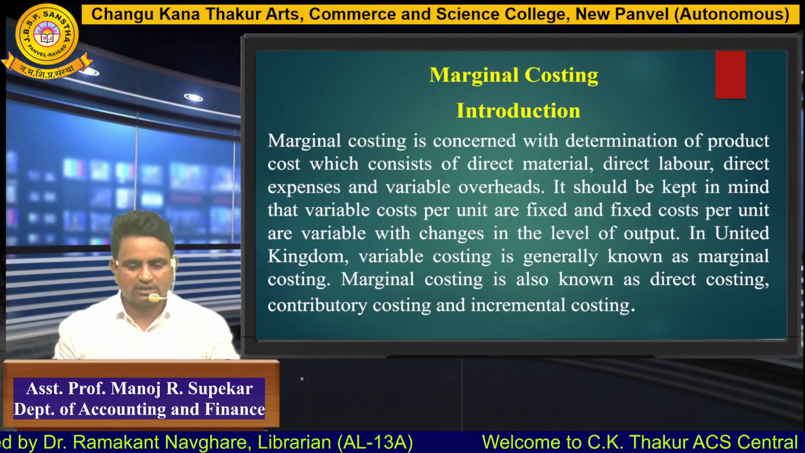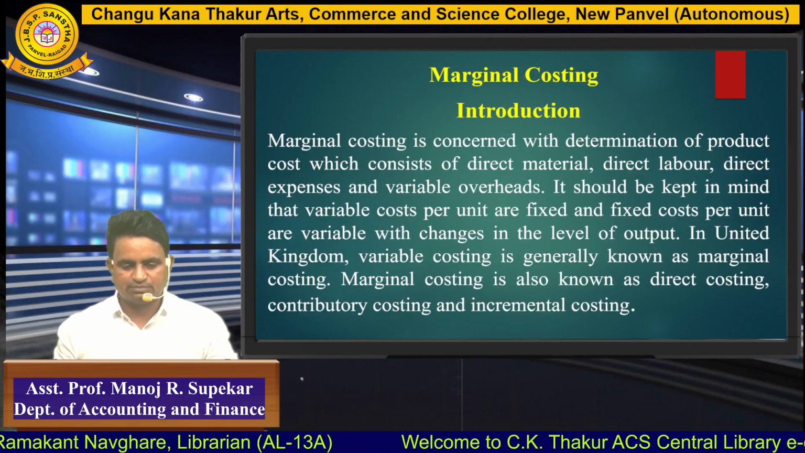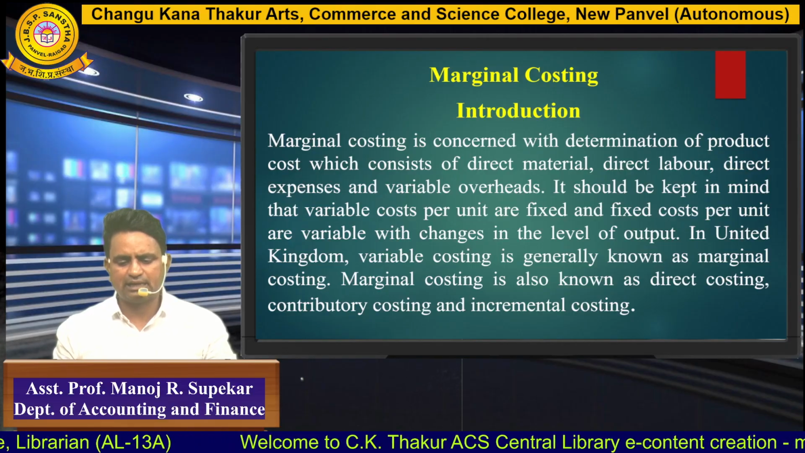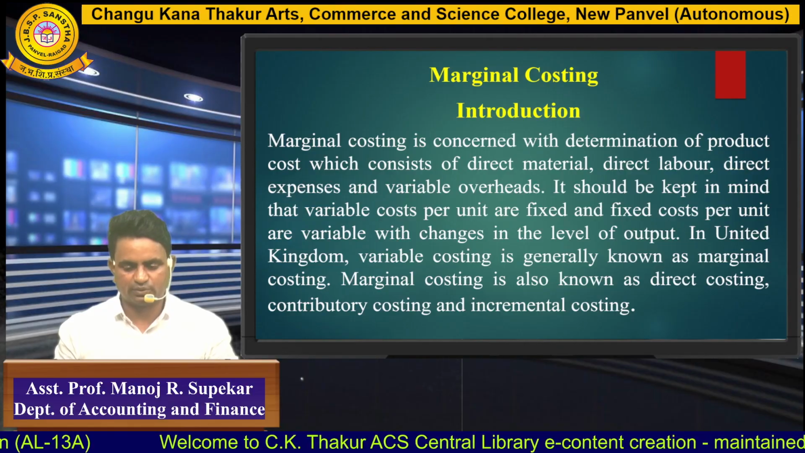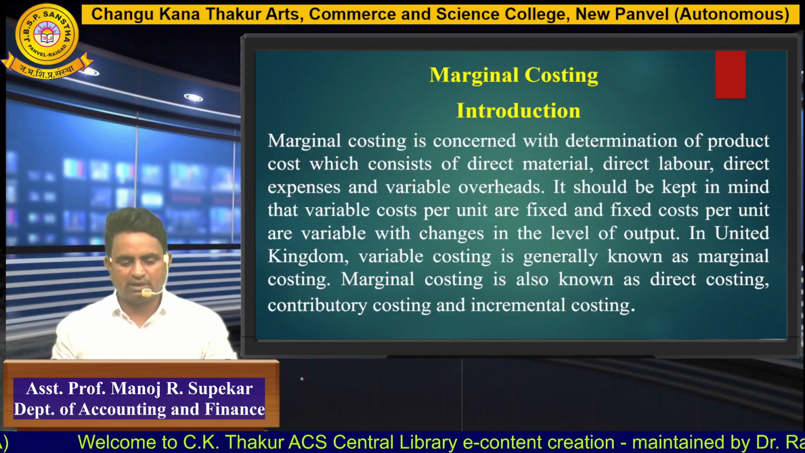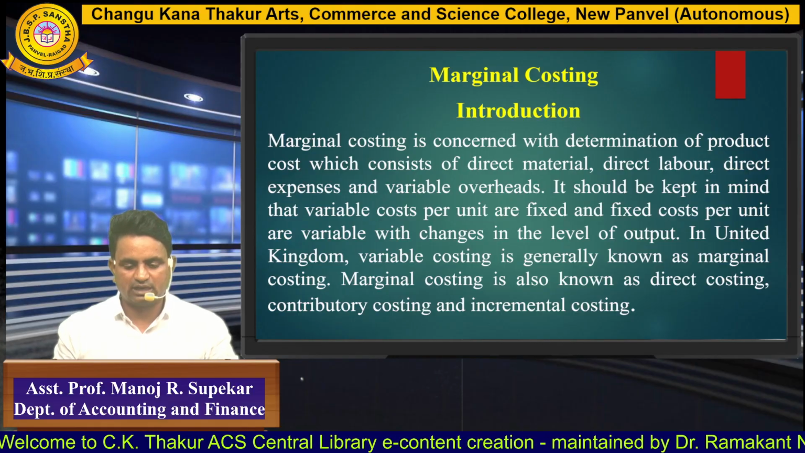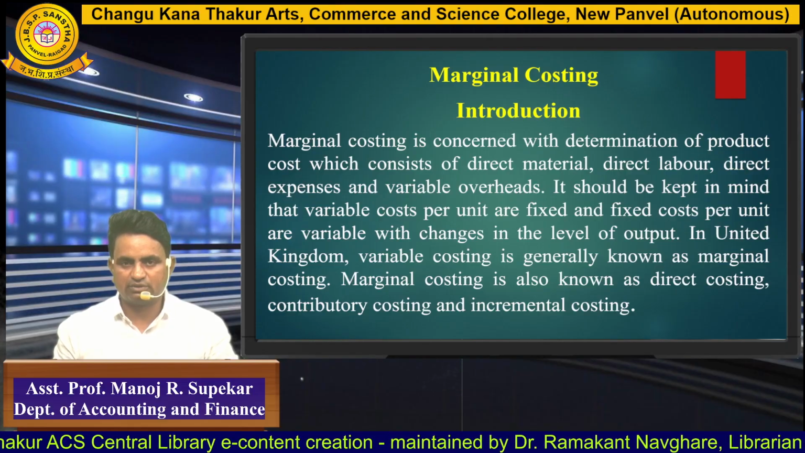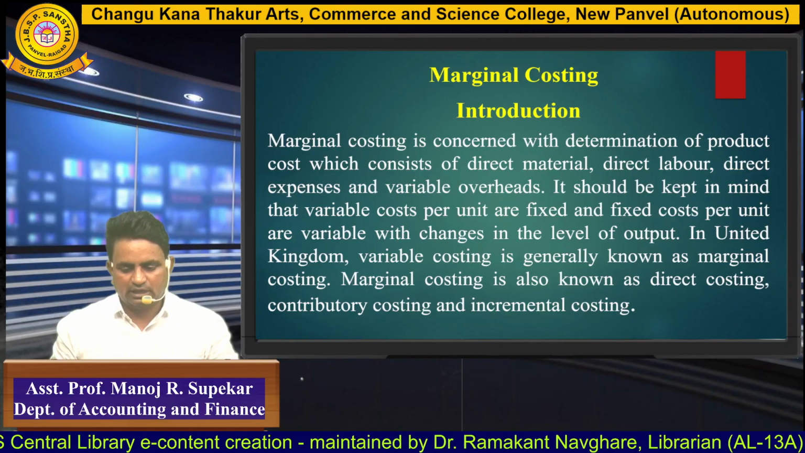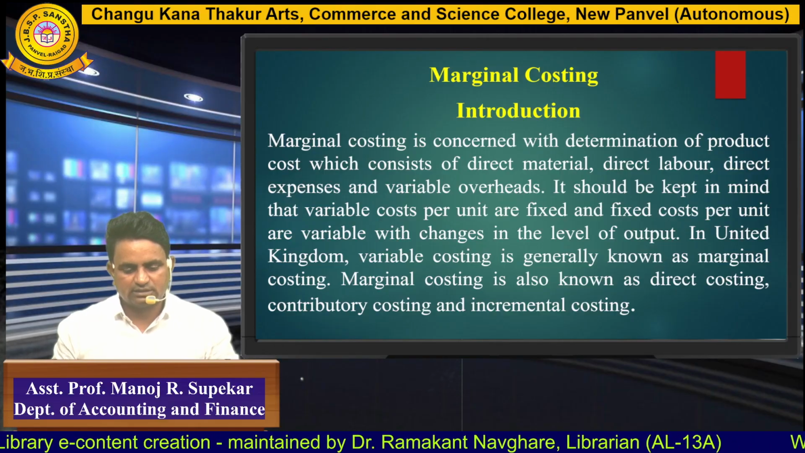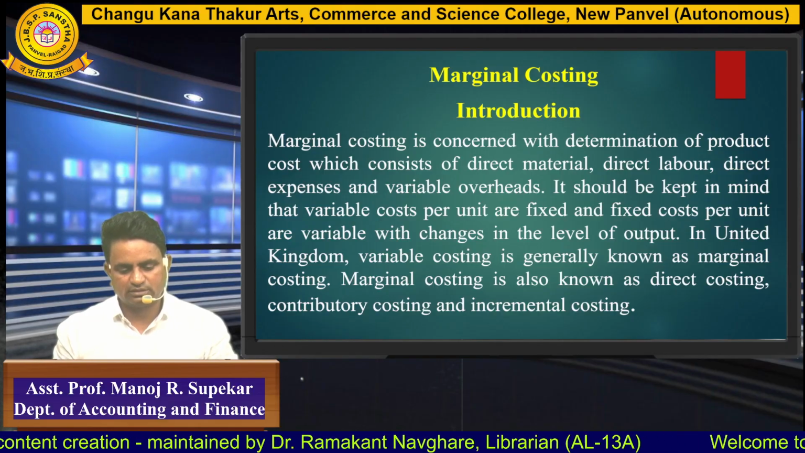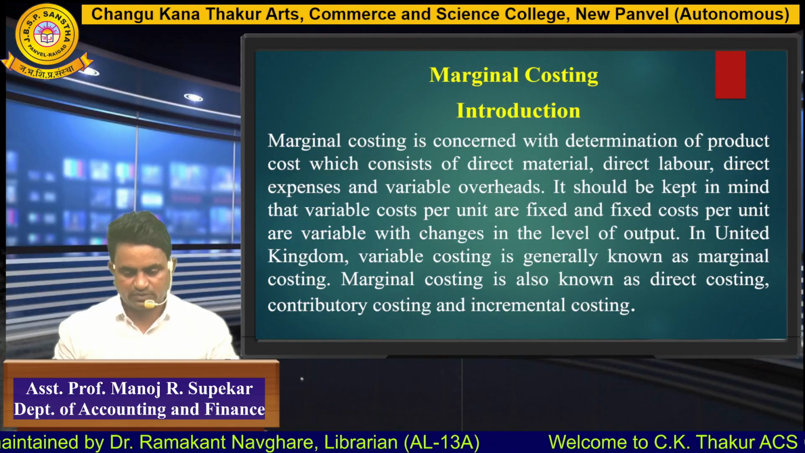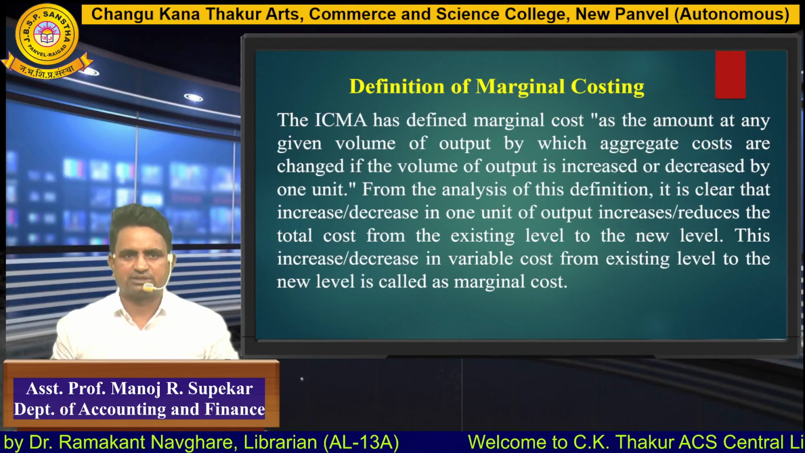Marginal costing is concerned with the determination of product cost, which consists of direct material, direct labor, direct expenses, and variable overheads. It should be kept in mind that variable cost per unit is fixed and fixed cost per unit is variable with changes in the level of output. In the United Kingdom, there is a name for marginal costing, and in different countries also there are different names, which we already discussed. Now, what is the exact meaning of marginal costing?